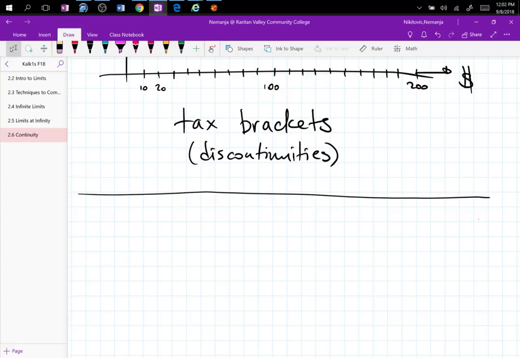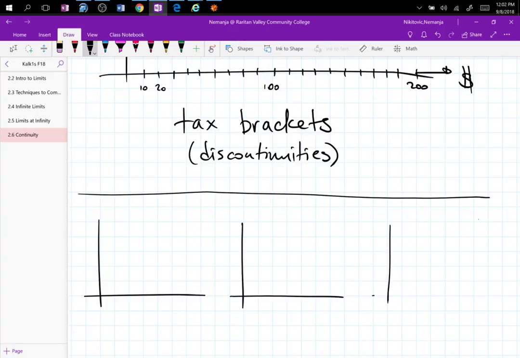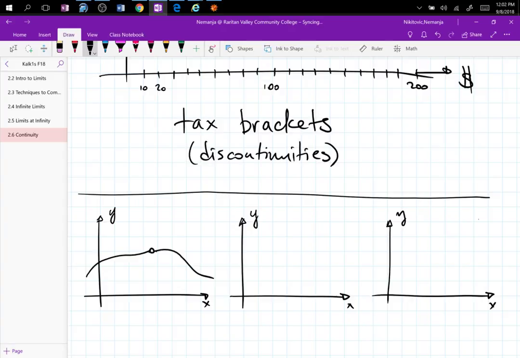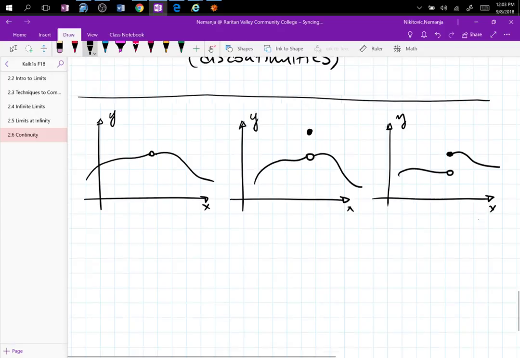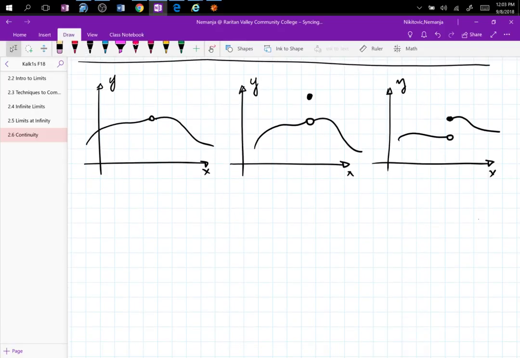Now, what are the three ways in which the function can fail to be continuous? So we draw three graphs. They're all x, y. And I am going to put situations here. So these are the three graphs with obvious discontinuities.